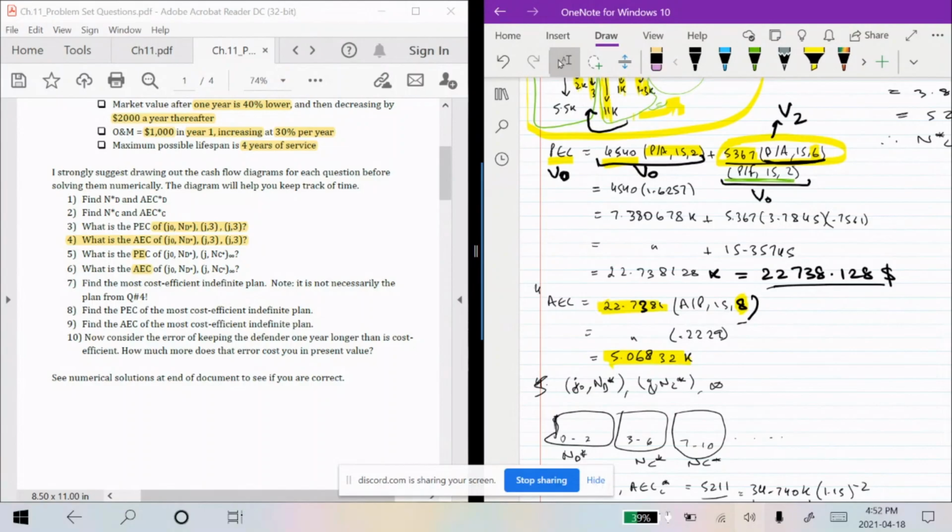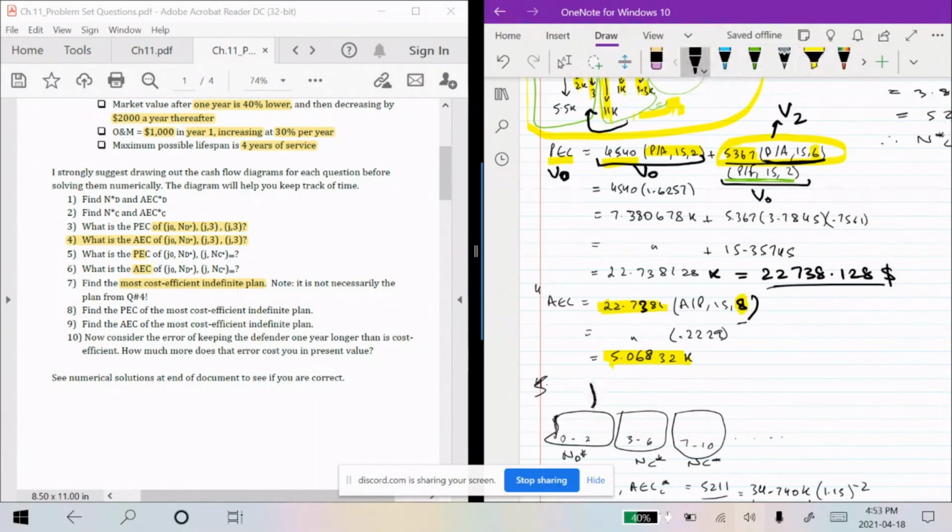Okay. Now, this question is the same thing they asked us in the quiz. I don't know which quiz that was. I think that was the second last quiz. Find the most cost-efficient indefinite plan. When they say indefinite plan, what they mean is that, let me write it here. I did write this right here. I'll erase it and write it again.